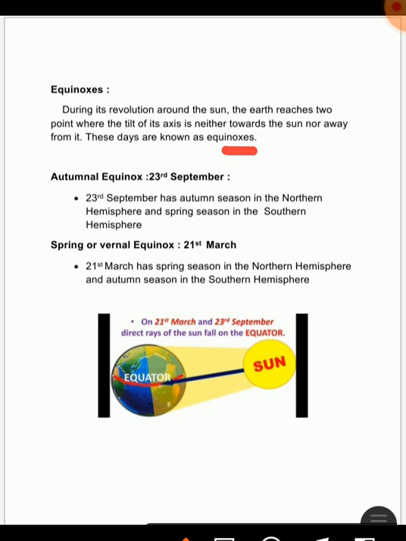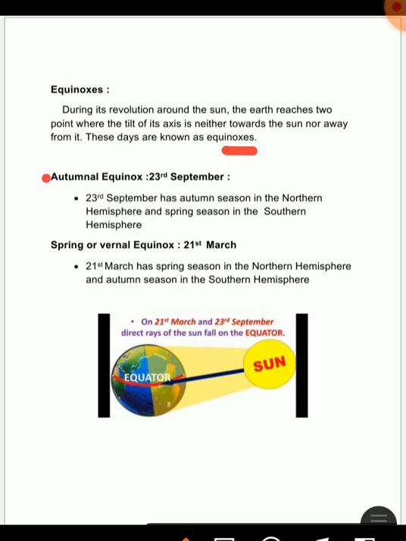It means equal day and equal night. The term equi means equal, while nox means the night. On these days, day and night are of equal duration and the sun shines directly on the equator. And because the sun is directly shining on the equator, the day and night are equal.